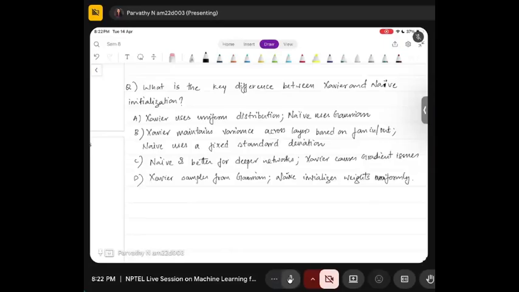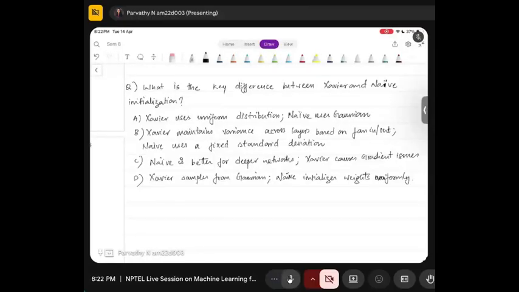So in naive initialization, you usually assign some random values. So it uses a fixed standard deviation, whereas in Xavier initialization, the advantage is that you take into consideration the number of inputs and also the number of outputs. So it maintains the variance across the layers based on the number of inputs and the number of outputs.